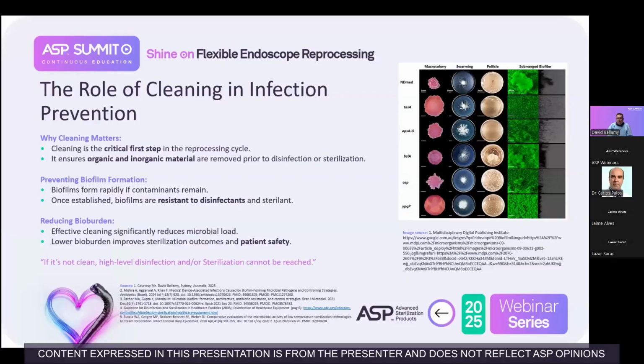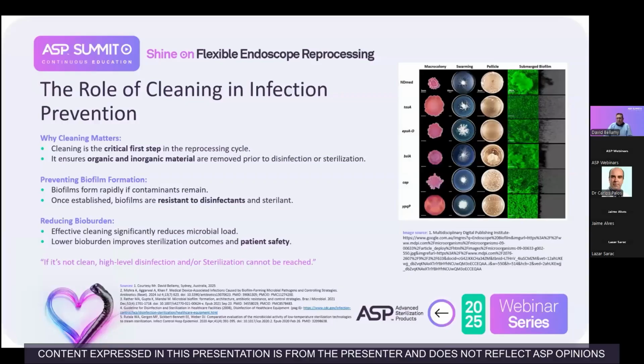Also, one of the most critical risks associated with inadequate cleaning is biofilm development. Biofilms can begin to form within minutes on moist contaminated surfaces. Once established, they exhibit significant resistance to chemicals, including high-level disinfectants and sterilants. The resistance is due to the polymeric substance matrix, which protects embedded microorganisms and can harbour pathogens for extended periods.